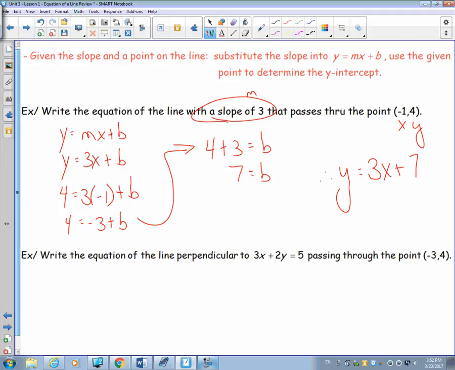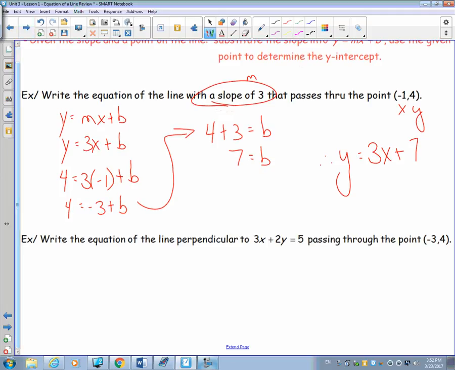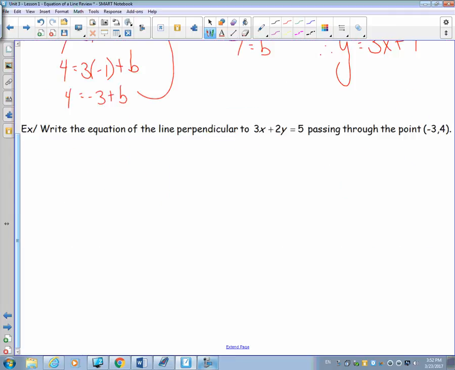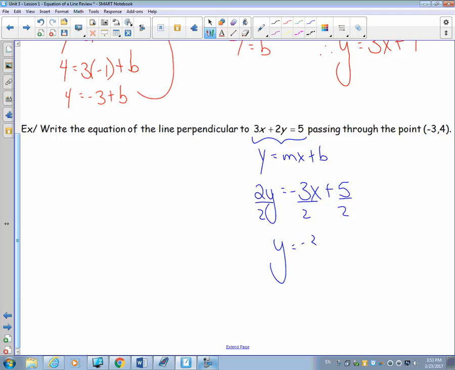Let's try another one. Write the equation of the line perpendicular to this and passing through a point. So I have to think about the word perpendicular. That means the opposite slope. But the problem is I can't see the slope right now. It's in the wrong order. We want mx plus b. So let's fix this one. 2y equals negative 3x plus 5. Rearrange it. Then let's divide it. And we'll get negative 3 halves x plus 5 halves. The slope of this one is right here.